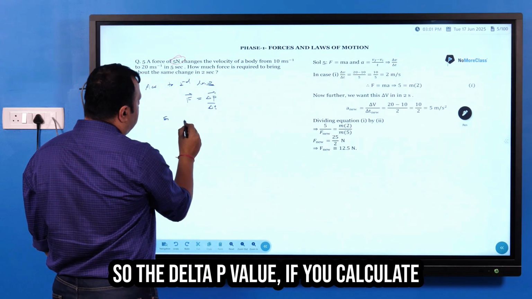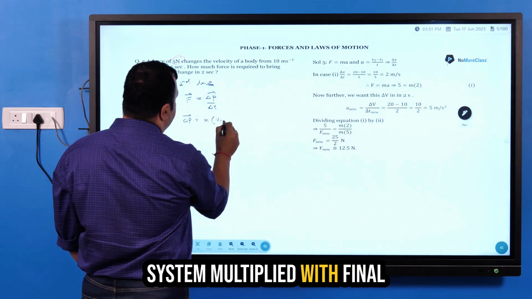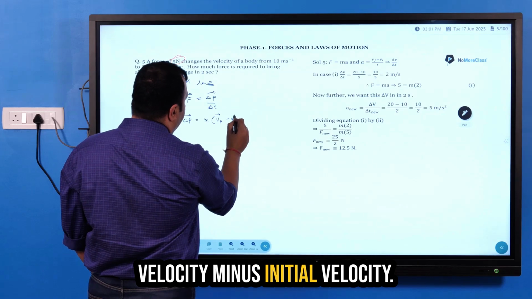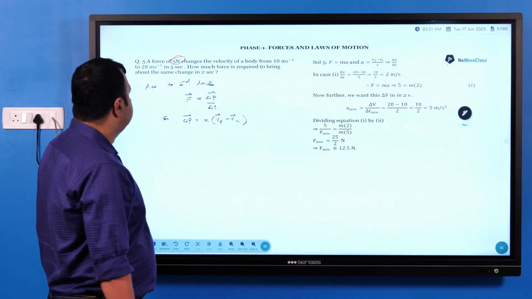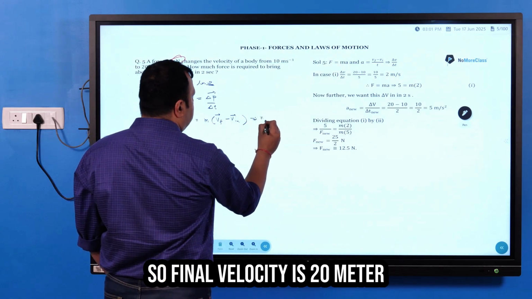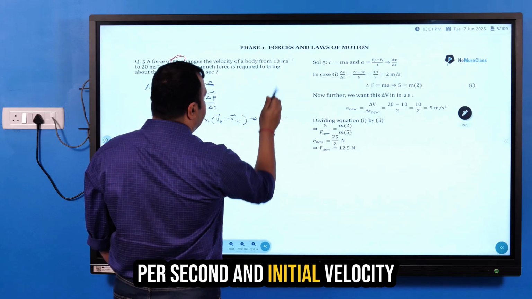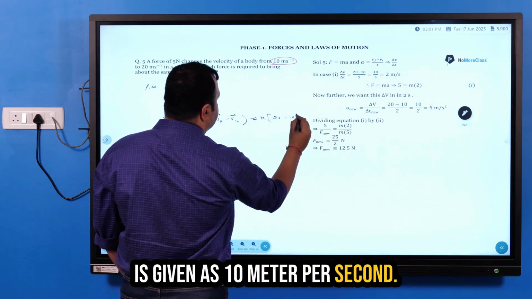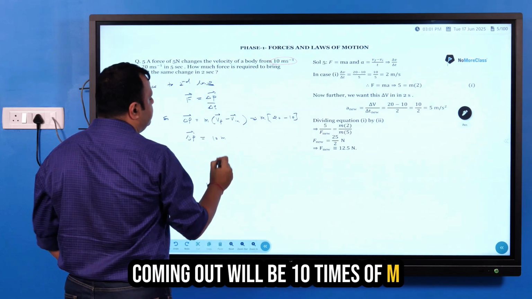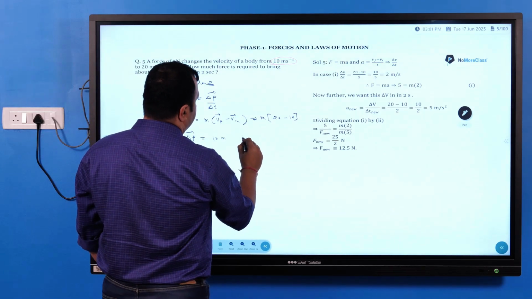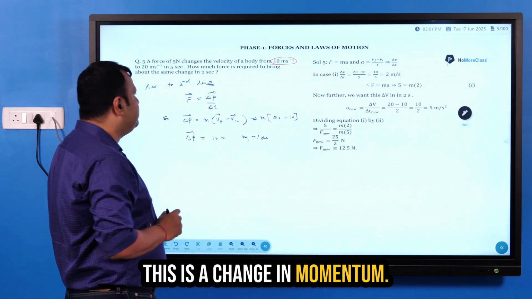So the delta P value, if you calculate, will be equal to the mass of the system multiplied by final velocity minus initial velocity. Final velocity is 20 meter per second and initial velocity is given as 10 meter per second. So the change in momentum comes out to be 10 times m kg meter per second. This is the change in momentum.